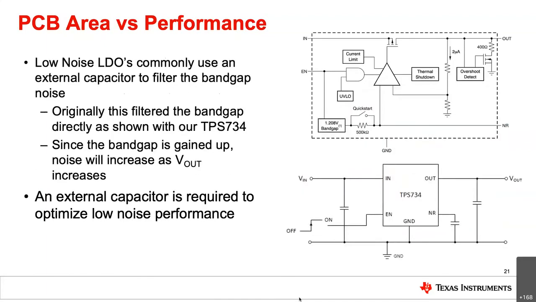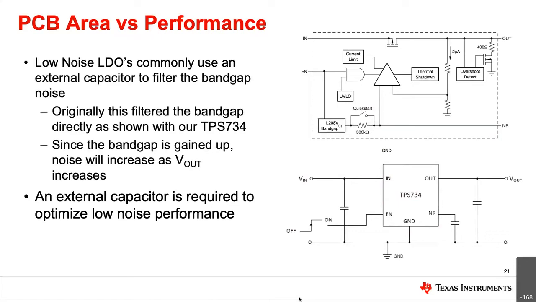Another additional feature I'd like to point out is the noise reduction capacitor, or the NR cap. Typically, on our older devices, as you see on the right with the TPS734, we include this noise reduction capacitor to filter out the bandgap noise and connect it directly to the NR pin.